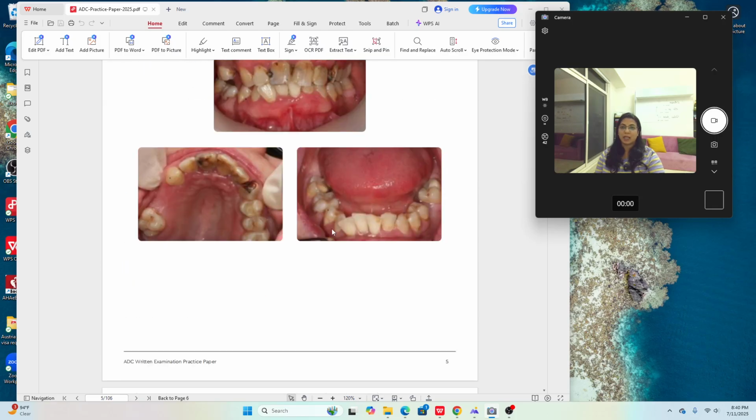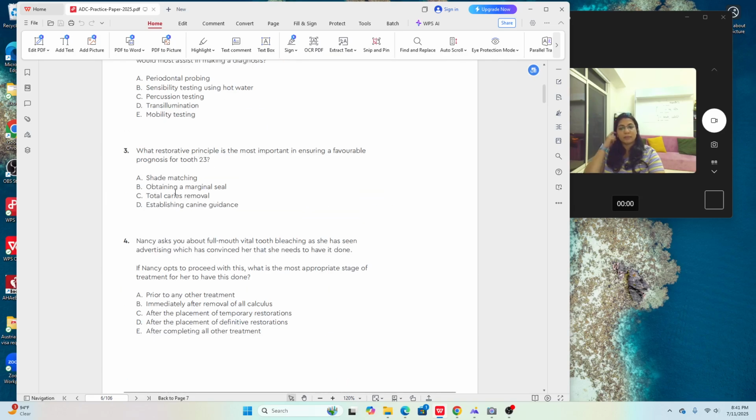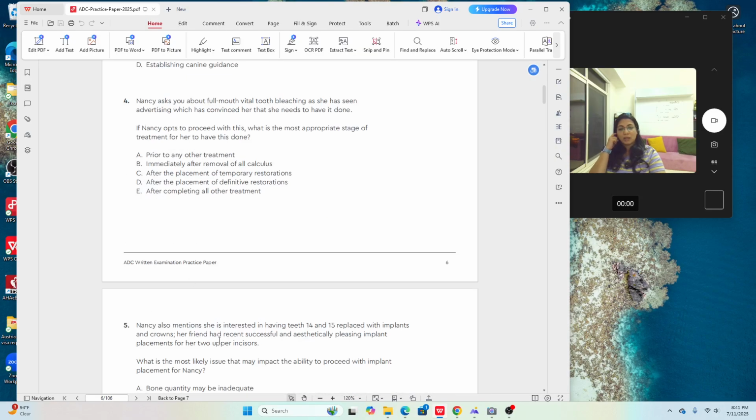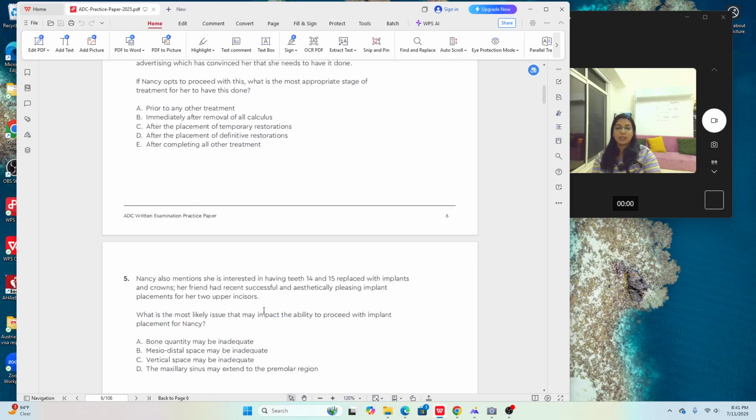Okay, let's go back. Here, this area. Apparently, tooth has been extracted a while ago. This area seems very healed. You can see a little bit of depression here because the teeth were not there, so alveolar bone loss has happened. Now she wants it replaced with implants and crowns. Her friend had recent successful and aesthetically pleasing implant placement for her upper 2 incisors. What is the most likely issue that may impact the ability to proceed with implant placement for Nancy?